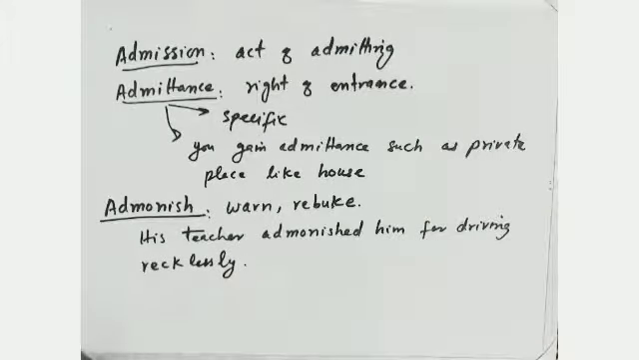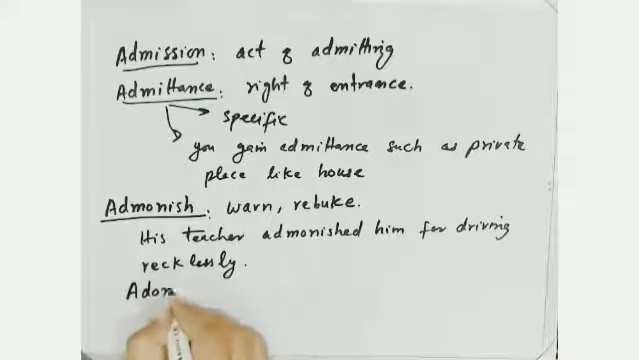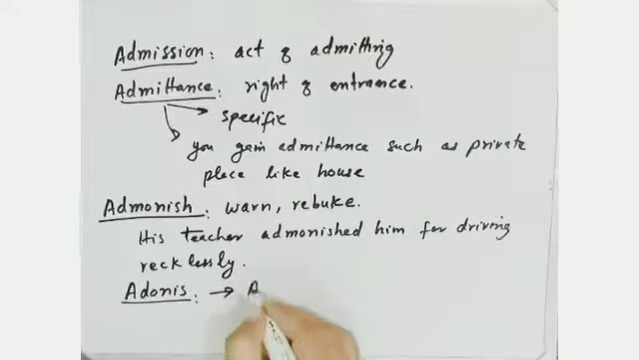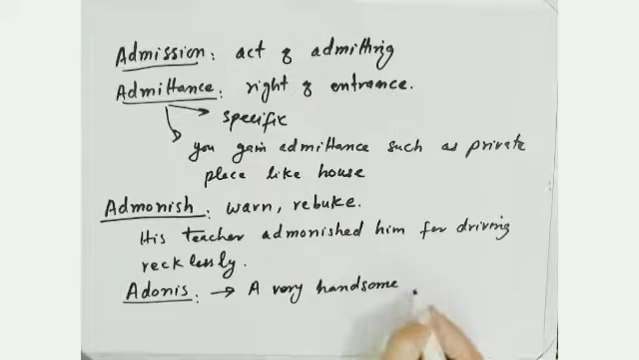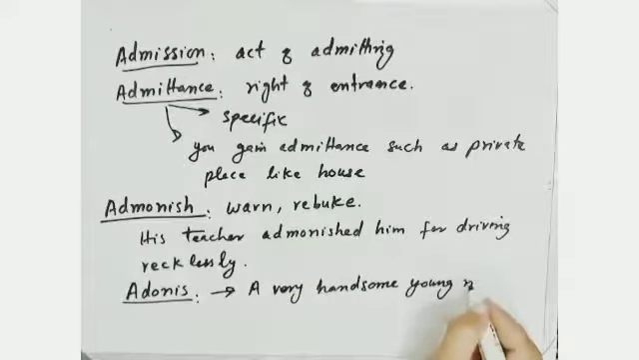The next word is Adonis. A-D-O-N-I-S. Adonis means a very handsome young man. So in the sentence, we can use that Jane's former son was not exactly handsome, but her new one is quite an Adonis.